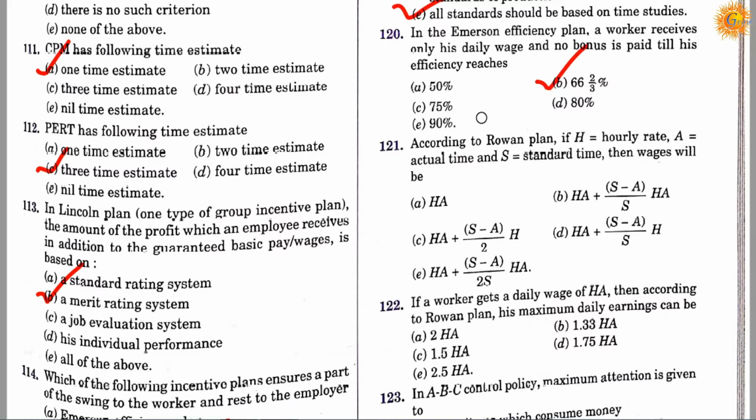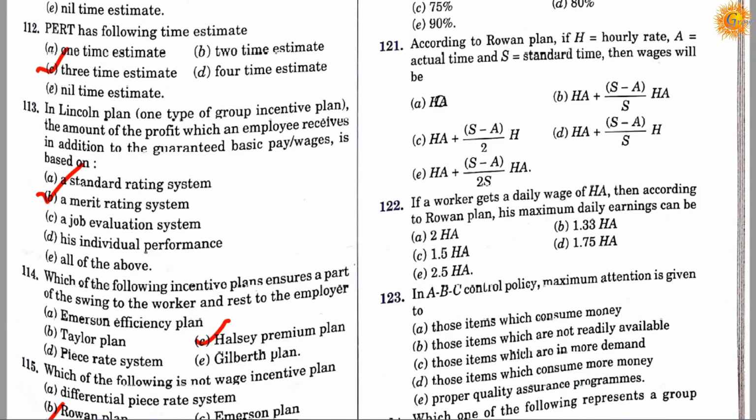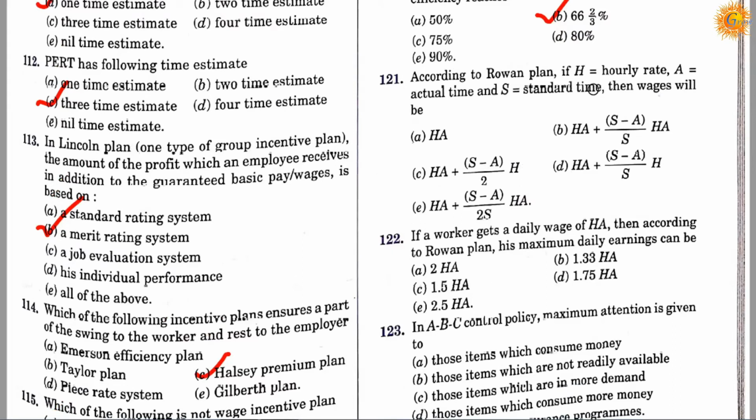Question number 121. According to Rowan plan, if H is the hourly rate, A is the actual time, and S is the standard time, then wages will be: option A is HA, option B is HA plus (S minus A) multiplied by HA divided by S, option C is HA plus (S minus A) multiplied by H divided by 2, option D is HA plus (S minus A) multiplied by H divided by S, and option E is HA plus (S minus A) multiplied by HA divided by 2S. So the correct answer is B.